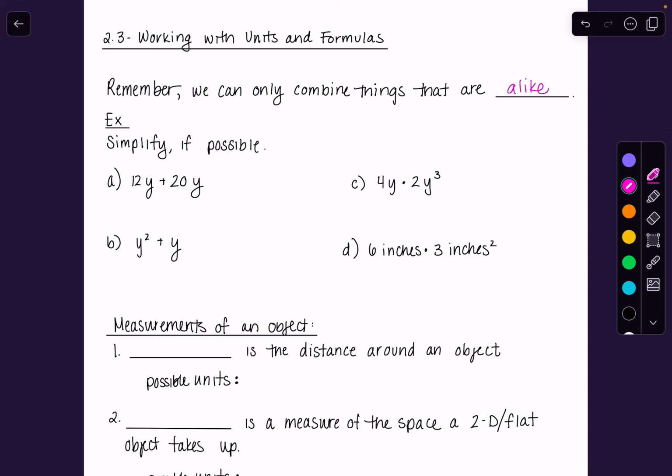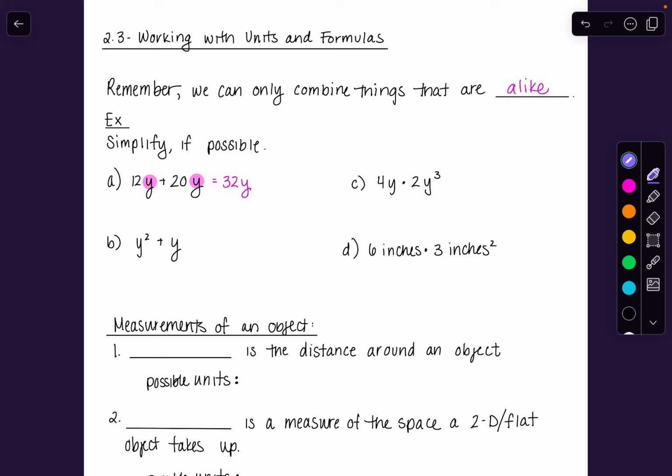Let's simplify these if we possibly can. So in the first one, I have 12y and 20y. These two things are identical to each other. So all I'm doing is counting how many y's do I have. So if I look at the front, 12y plus 20y, all I do is add the 12 and 20. This gives us 32 y's in total.